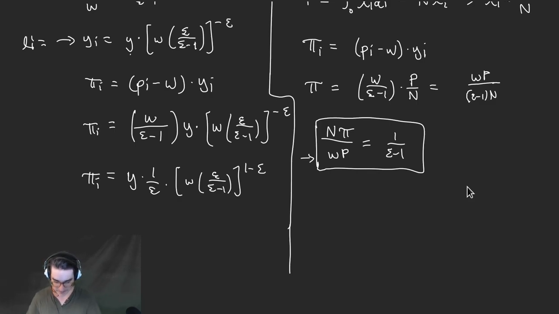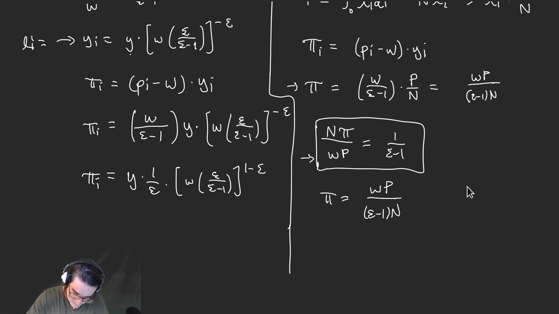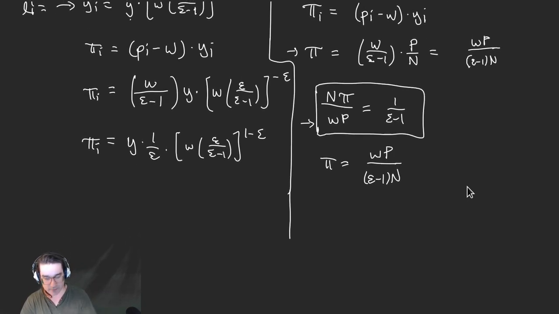Okay, cool. So where can we go from here? Well, we're going to run with this pi equation here. I'll rewrite this down here: pi is equal to WP over epsilon minus one times N. Now this is where we're going to go for that end game of canceling W, and comparing that to some type of net present value notion, to a research cost.